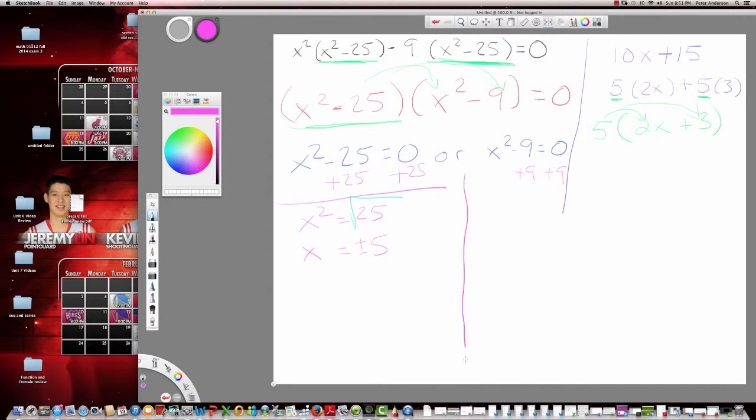Draw a line down here. And when I do this, I get x squared equals 9, and by the same idea, plus or minus 3. Again, all I'm doing is taking the square root of this. Just remember, when you take the square root, it's plus or minus, because 3 times 3 is 9, but also negative 3 times negative 3 is 9. So this guy and this guy are my final answer. I could say x is equal to 5, negative 5, 3, negative 3.